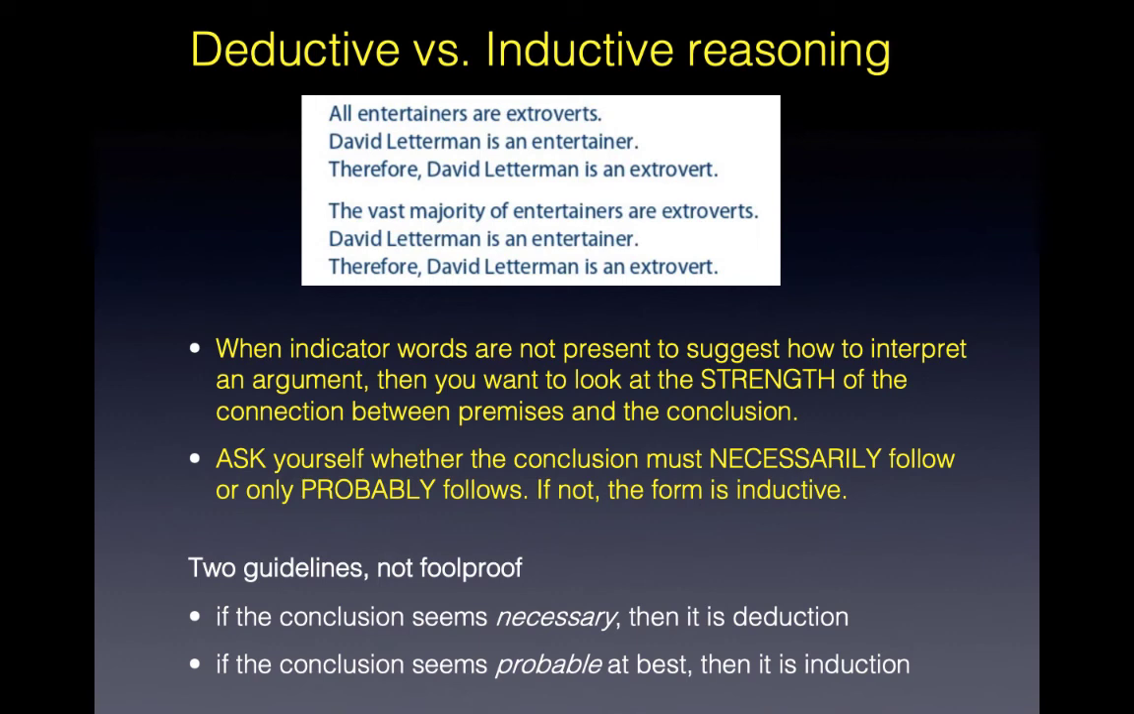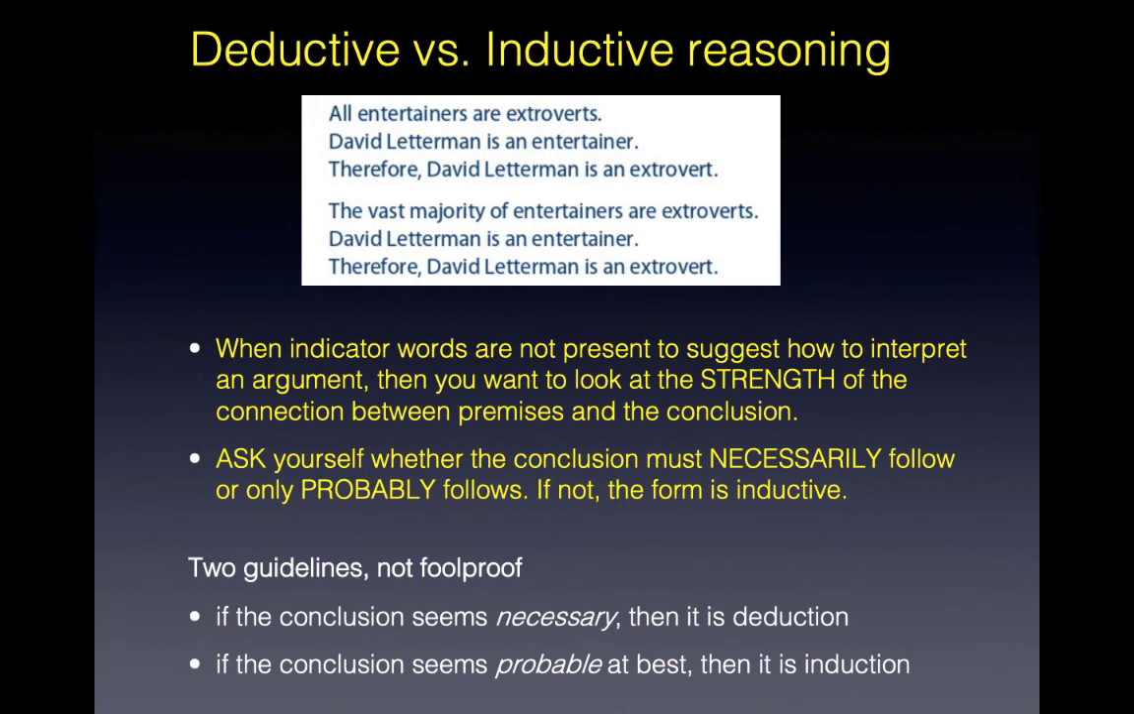And notice we lose the guarantee that the conclusion is true, even though it's probably true, given the truth of the assumptions. The vast majority of entertainers are extroverts, which means there's room for people not to be extroverts and entertainers. David Letterman is an entertainer, and so David Letterman is probably an extrovert.